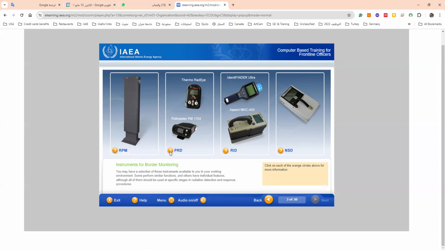Second one, PRD. PRD is the personal radiation detector, a small portable instrument, the size of a mobile phone, which can be used to detect and find local radioactive material. RID, a radioisotope identification device, is a large handheld instrument that can perform the functions of a PRD but can also identify radioisotopes. NSD, the neutron search detector, is a large handheld instrument used to detect neutrons.